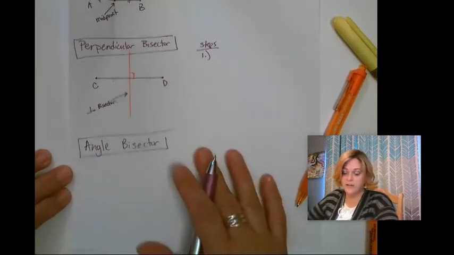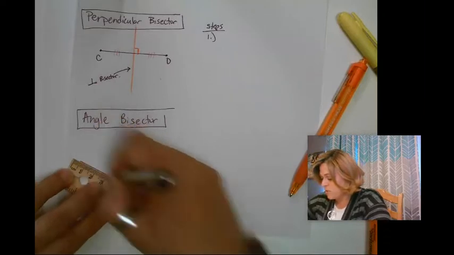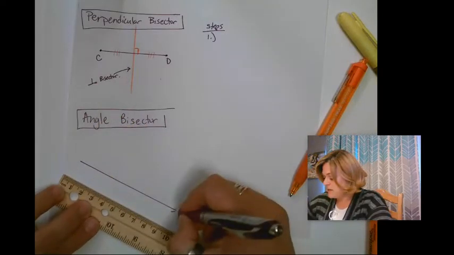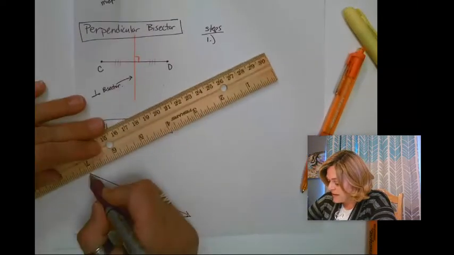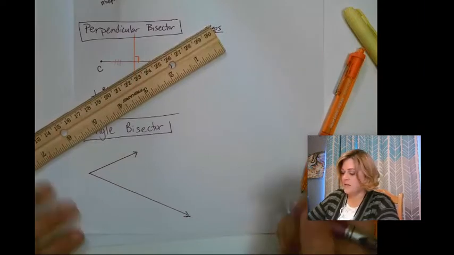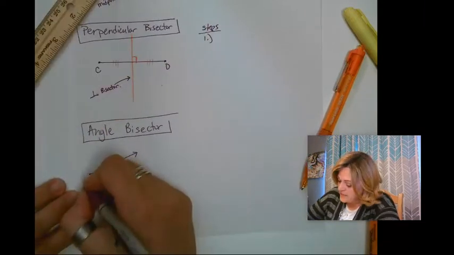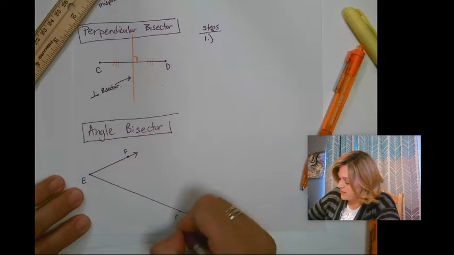Okay, so you're going to need an angle. And how I'm going to draw this angle is I'm purposely going to make one of the sides, or the rays, way longer than the other one. So there's my really long ray. There's a shorter ray. I'm going to put point E, F. I'm going to put G way down here.